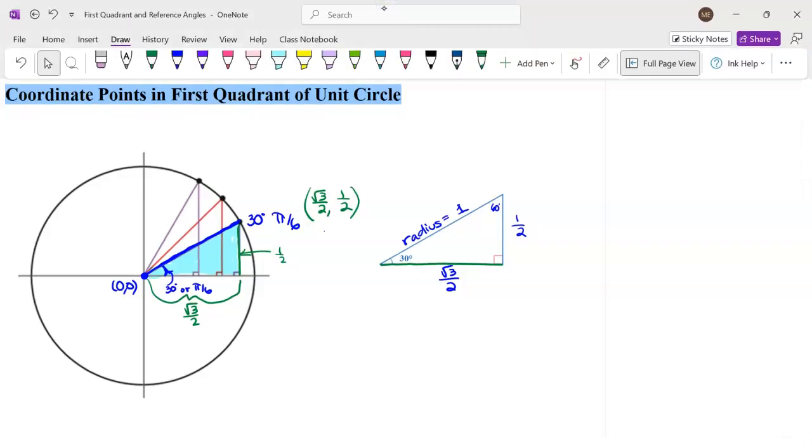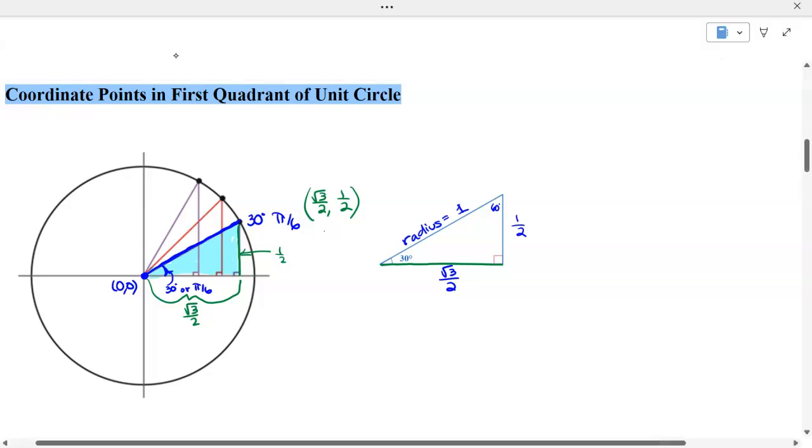This is a little bit different triangle, but we will still end up with our same trig ratios. So let's go through those. If we look at the sine of 30 degrees, we're looking at the opposite over the hypotenuse. So it's 1/2 over 1, which just gives you 1/2.